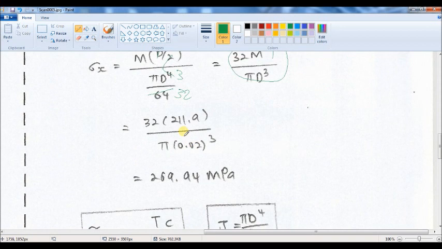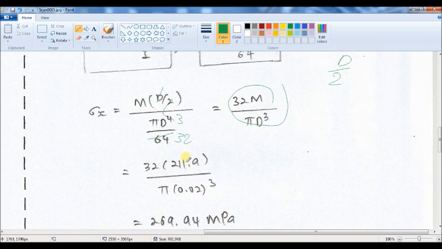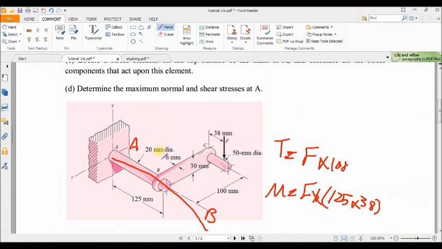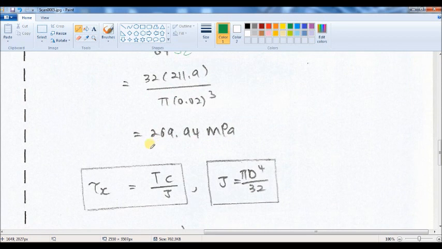Okay, so now I can substitute the moment, which is 211.9 newton meter here, and the diameter of the shaft. So let's see how much was the diameter of the shaft. It is 20 millimeter. That means 0.02 meter. And therefore, the axial stress is 269.94 megapascal.